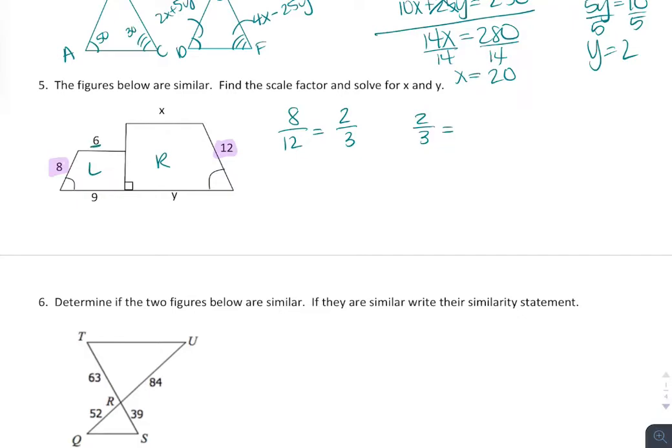So we're going to have 6 and x. So we're going to have left over right, so 6 over x, cross multiply, 18 equals 2x, so x equals 9. And then we're going to have a different proportion to solve for y, so we should have 2 over 3 equals 9 over y. So 2y equals 27, so y equals 13.5.